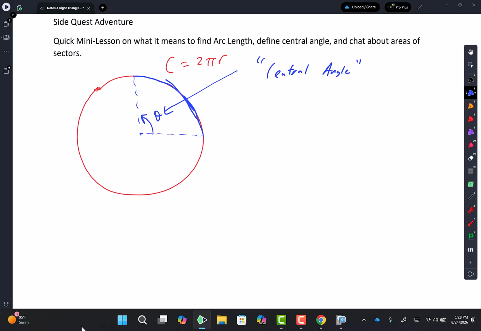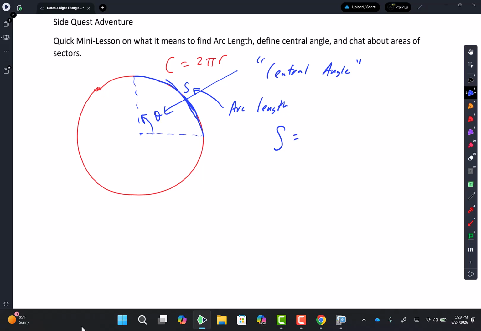So I'm going to use the letter S. That's the letter that they usually use for arc length. So let me put here arc length. That arc length is like a percentage of your circumference. In this case it looks like 90 degrees, but I don't have to draw it like that. I can draw it like this. But it can be any angle, guys.